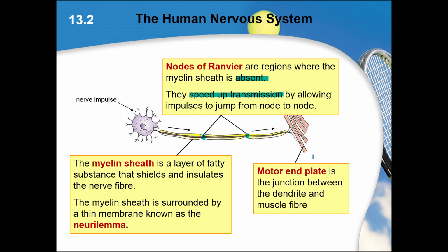Okay, and the motor end plate here will be the axon terminals, where the axon eventually meets the muscle fibers for the muscles to carry out their action. Okay, once again, I need you to change this dendrite. This is not a dendrite, it's actually the axon terminal. Okay.